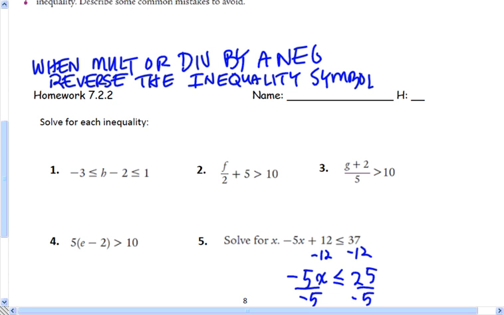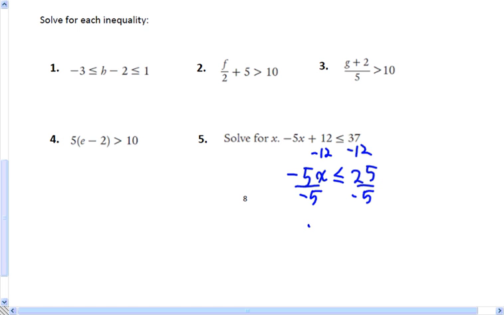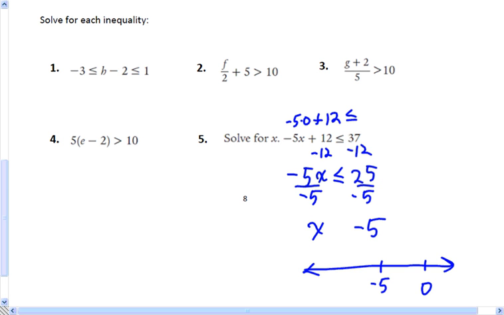And right now we have x. If I didn't reverse the sign, let's just think about it. So I'm going to look at negative 5 on a number line. And I'm going to think of numbers that are greater than negative 5, like 0. Does that make this true or not? So if I put 0 in for x, I do negative 5 times 0 plus 12. And I just want to know if this is true or not. Negative 5 times 0 is 0, plus 12 is 12. Is 12 less than or equal to 37?